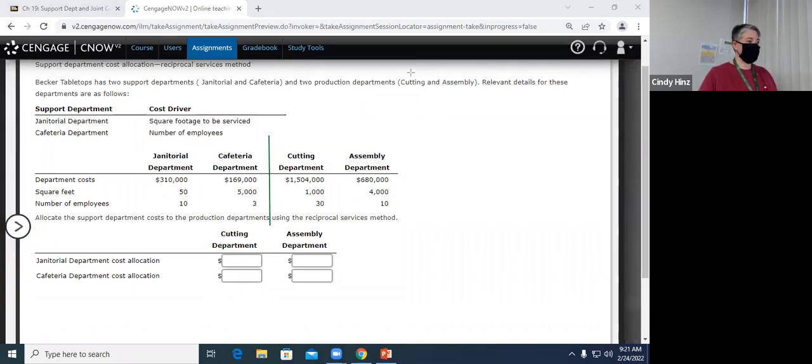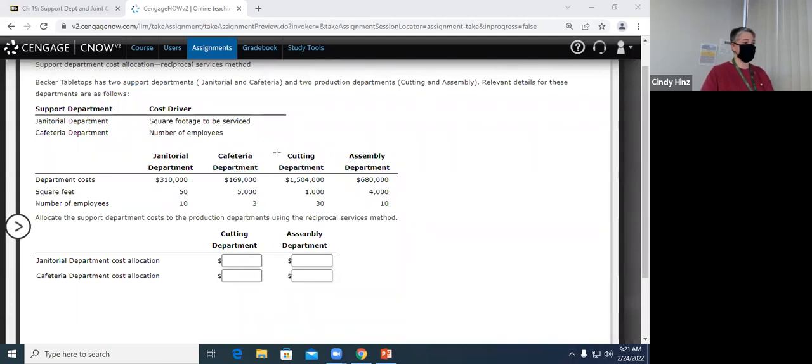If we were using the direct method, it would look like this. We take the $310,000 from the janitorial department and we allocate it to the cutting department and we allocate it to the assembly department. And then we take the $169,000 from the cafeteria department and we allocate it to the cutting department and we allocate it to the assembly department. It's direct because we don't allocate support departments to any other support departments. It goes directly to production. Do not pass go, just go directly to production. That is the direct method. It's the easiest one, it's the fewest steps.